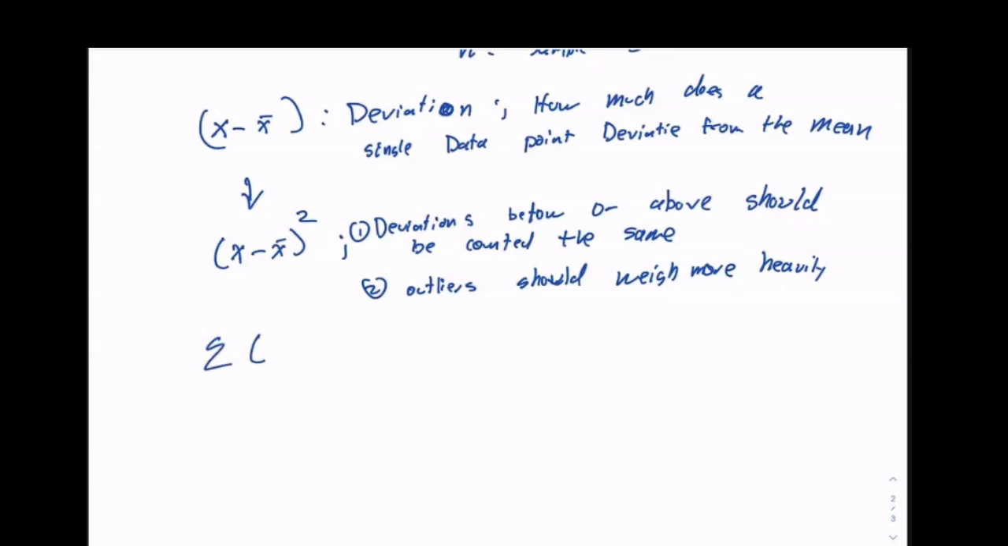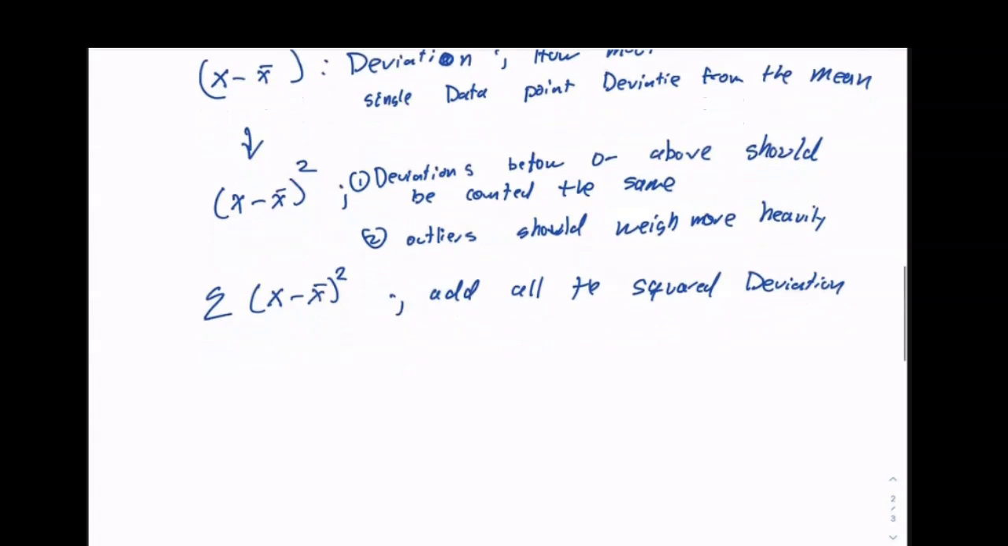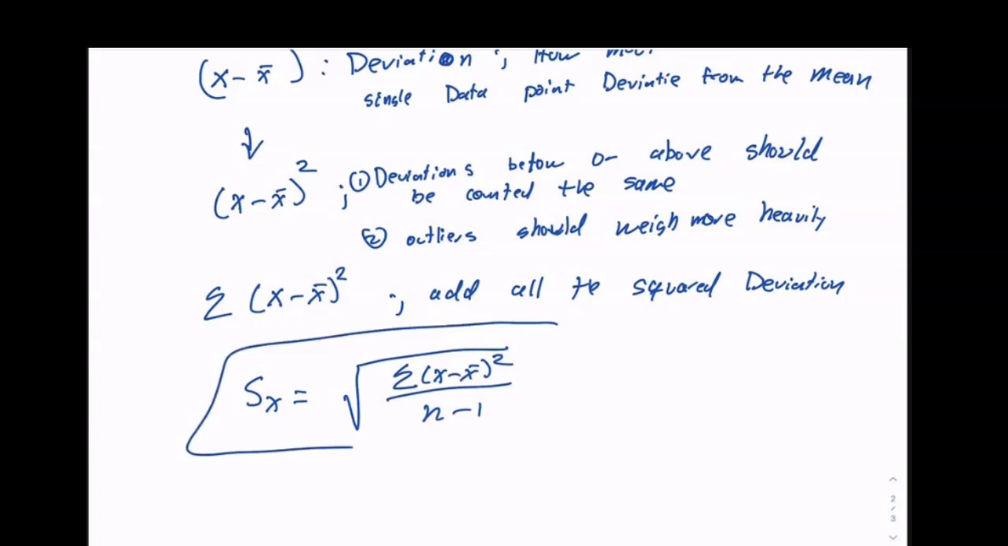Next part of the formula, summation. I showed you that formula: x minus x bar, squared. We're going to add all the squared deviations. And the final part of my formula is that the standard deviation is equal to the square root of the summation of x minus x bar squared over n minus 1. I divide by n minus 1, and then I undo the square.